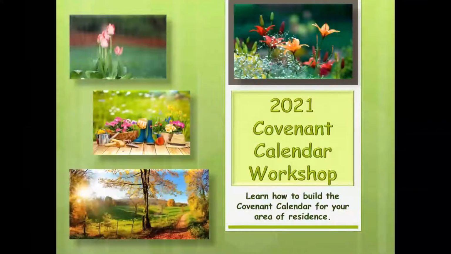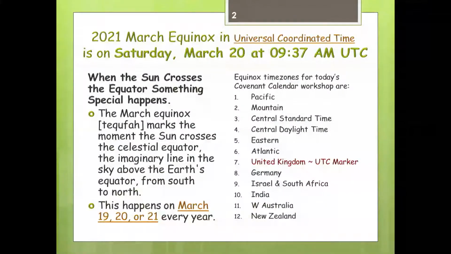We want to learn how to build the calendar for ourselves, and it's not very hard, but if people don't know where to start, it's kind of tricky. So here's the information. Have your calendars in front of you. For 2021, and this is from the internet, the March equinox, or Tekufa, in Universal Coordinated Time, or UTC, is on Saturday, March the 20th, at 9:37 in the morning UTC.